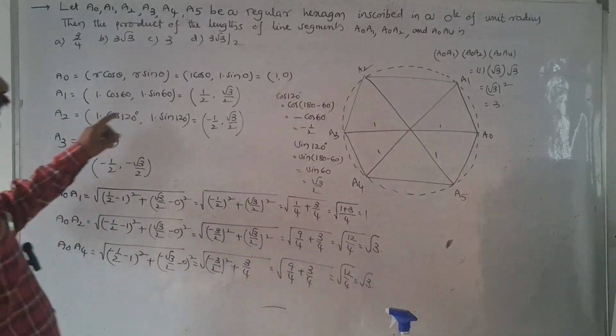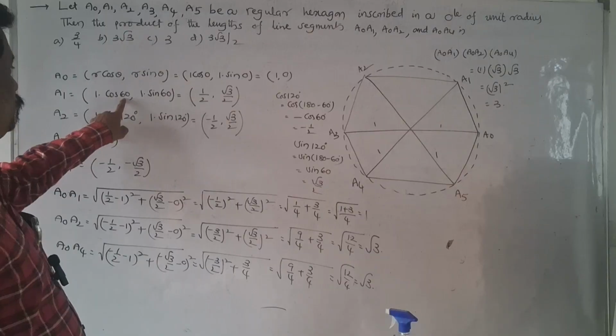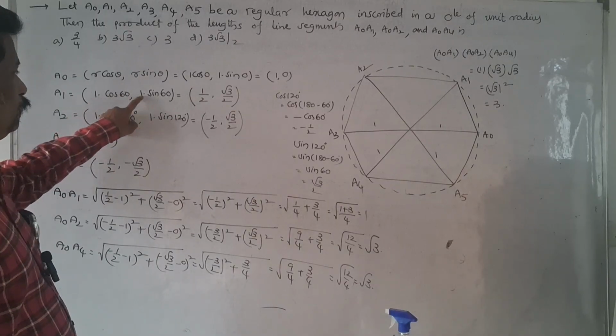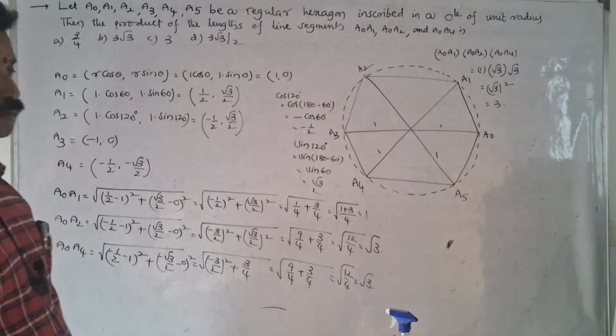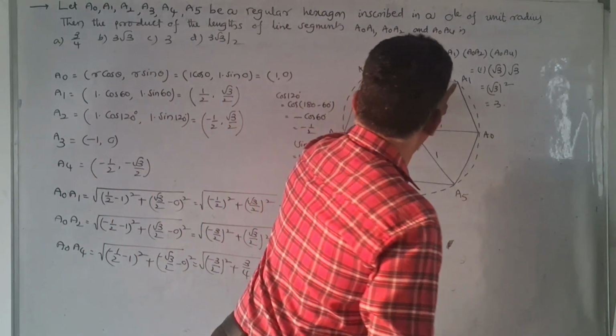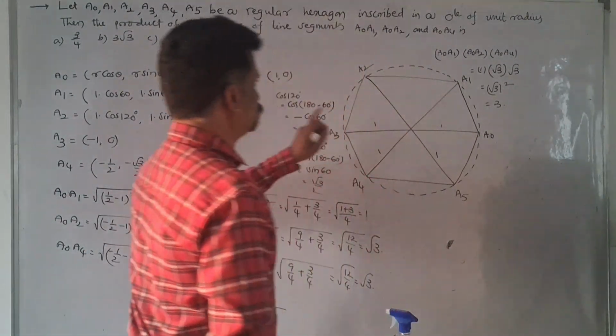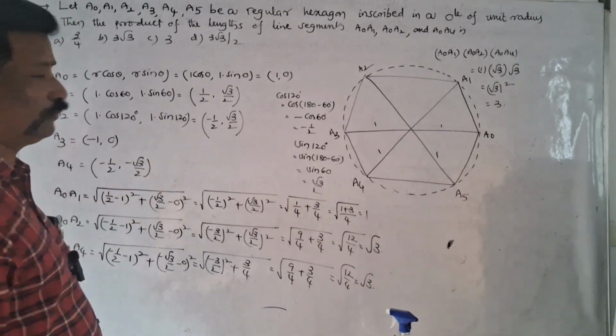A1: this one is 60 degrees, regular hexagon, so theta is equal to 60 degrees. So 1 into cos 60, 1 into sin 60. Cos 60 is equal to 1 by 2, sin 60 is equal to root 3 by 2. Now A2: 60, 120, 180, so this one is cos 120, sin 120, with r equal to 1.